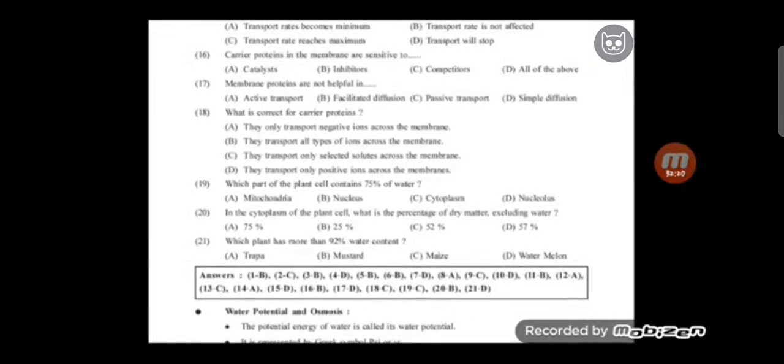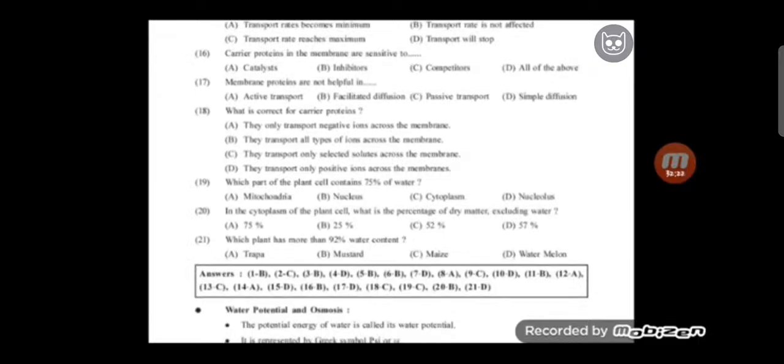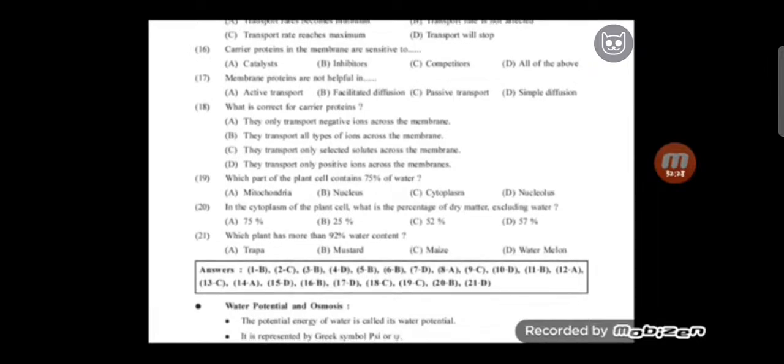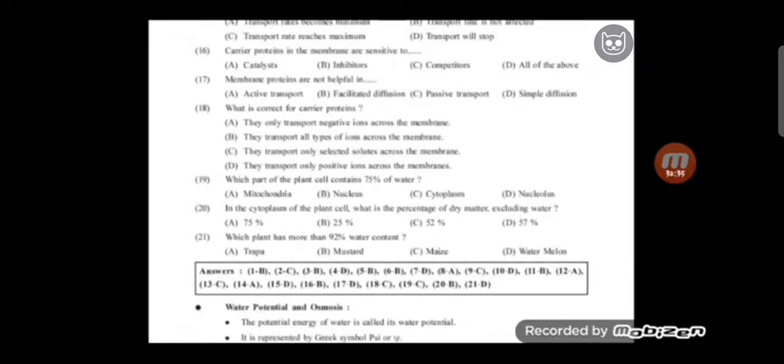So the correct answer for question number 16, carrier proteins in the membrane are sensitive to, is option B, inhibitors. So therefore option B is the correct answer for question number 16. Next is question number 17. Membrane proteins are not helpful in option A, active transport, option B, facilitated diffusion, option C, passive transport, or option D, simple diffusion. For which of these are membrane proteins not helpful, they have asked.